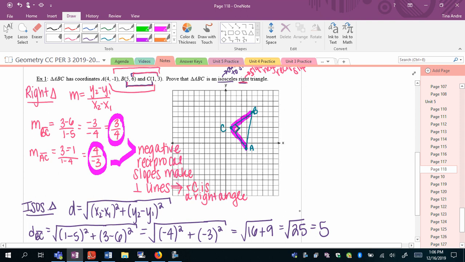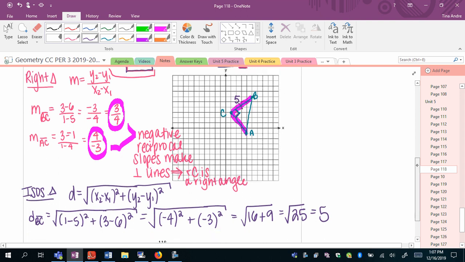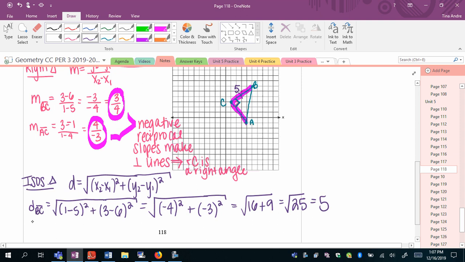If it didn't come out nicely, I would leave it, I would put it in simplest radical form. Oops, I didn't mean to label that. I know it should be 5 since I got 5 for this, but we definitely want to make sure that we get 5. So now I'm going to go ahead and do the other side, AC, and I'm hoping that I do get 5 because that's what I should get.